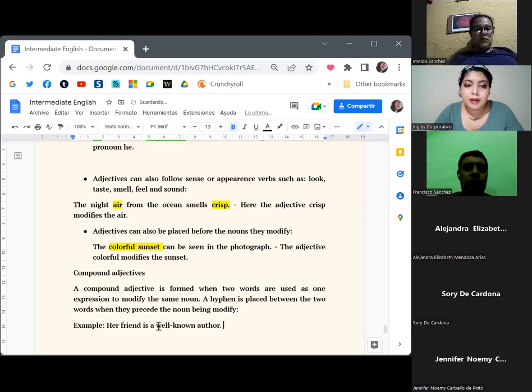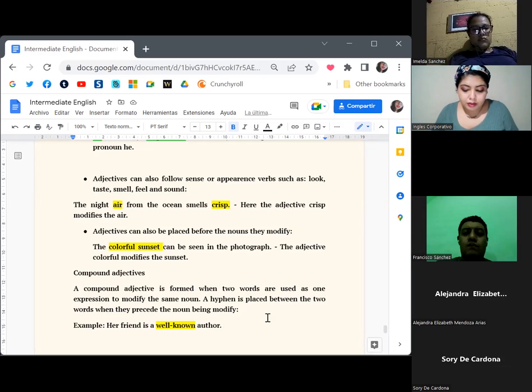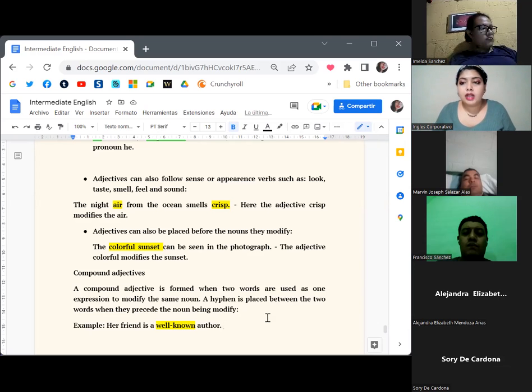So in this case, we have these compound adjectives. This is a very clear example of this kind of words because we have two words in one expression and it is modifying the noun. But in that case, those two words are functioning as one. So well known es como bien conocido. Su amigo es un autor muy conocido o bien conocido. So that kind of words that are in that kind of structures are known as compound adjectives. In this case, the compound adjective is modifying the word author. So the subject of this sentence is the author, not her friend, just the word author.